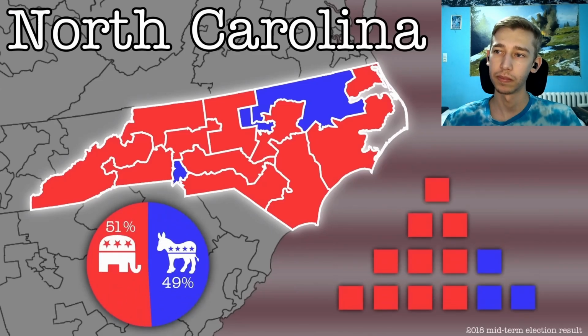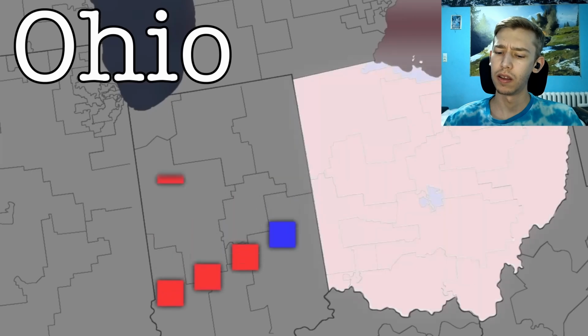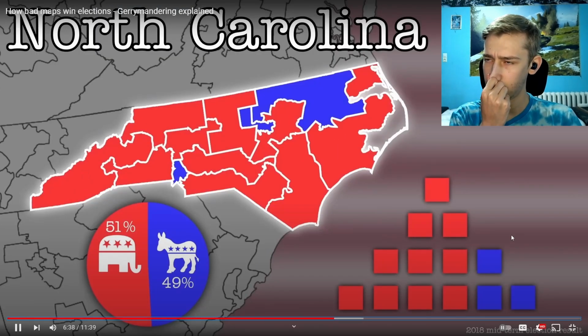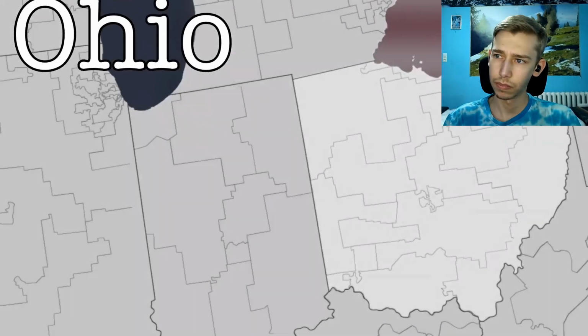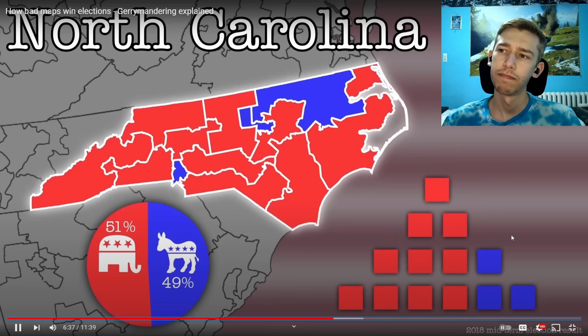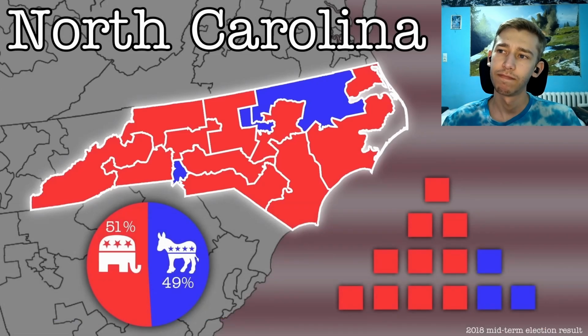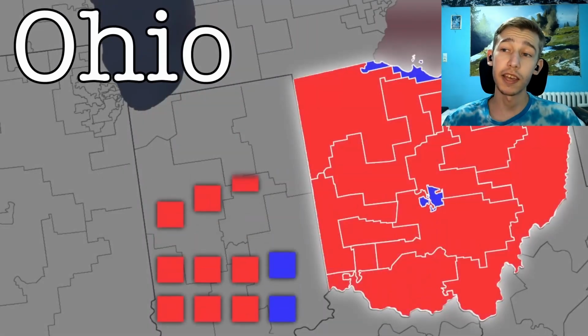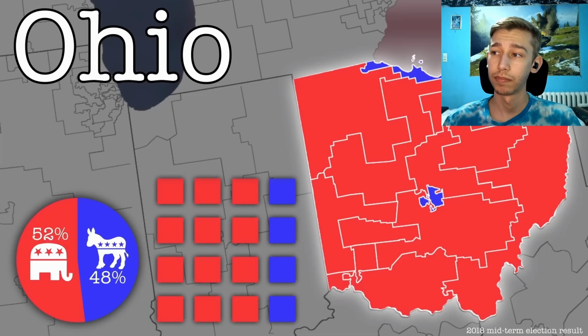In North Carolina in the 2018 midterm elections, Republicans won 10 out of 13 seats with just 51% of the votes. In Ohio, Republicans won 12 out of 16 seats with just 52% of the votes.